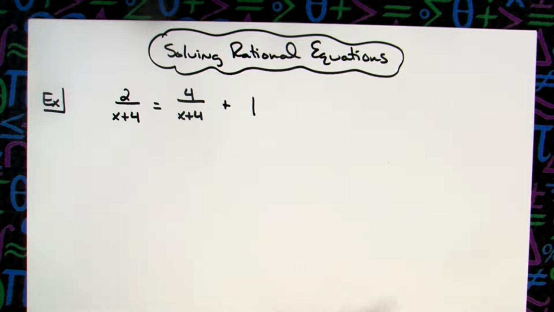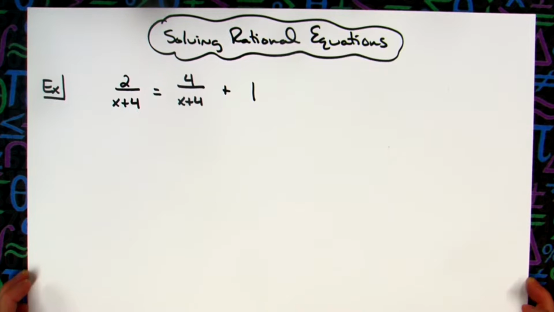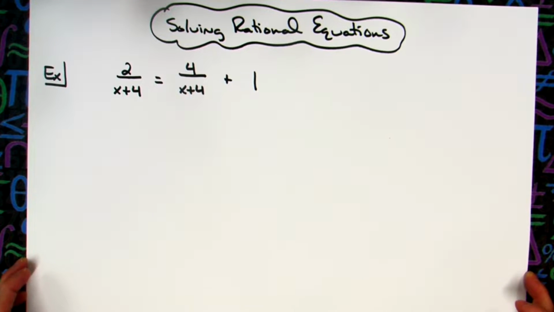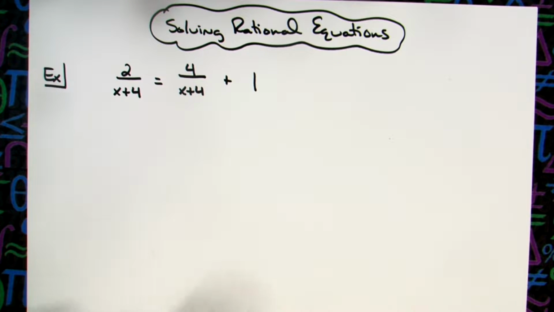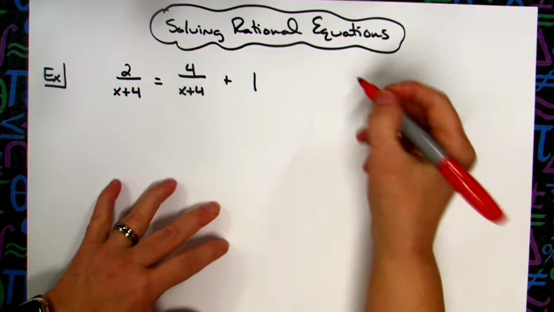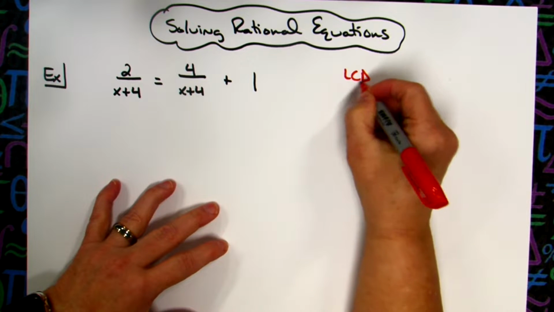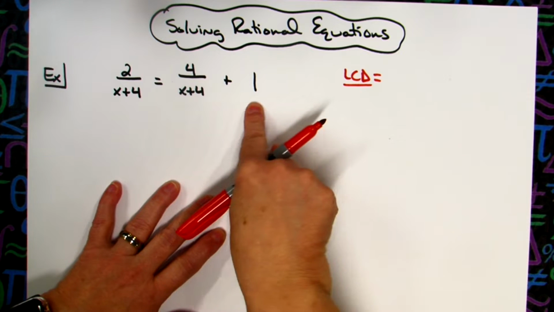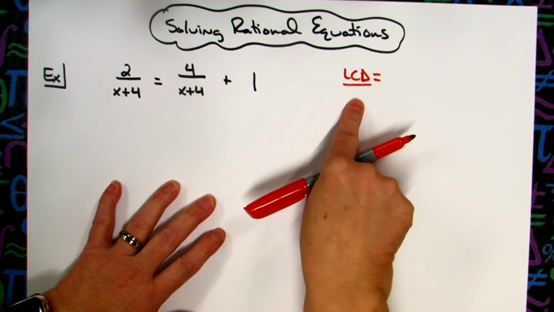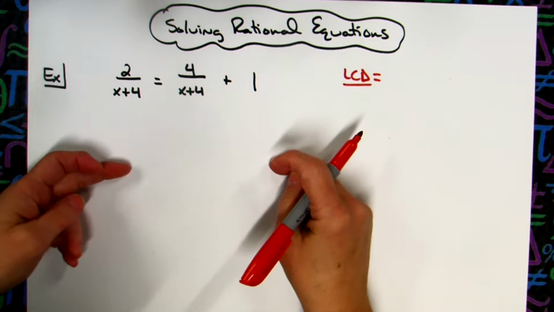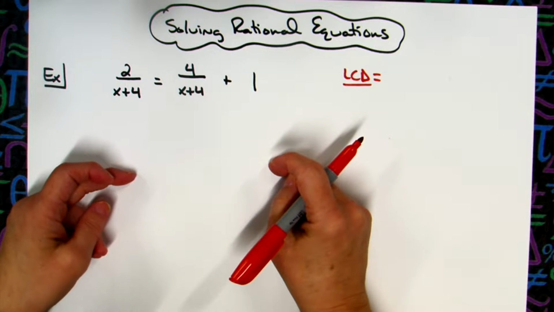In this video, we're going to be taking a look at solving rational equations. All right, the first thing we're going to do is figure out what our least common denominator is going to be. That way we can multiply through by that least common denominator and remove all of the fractions so that the equation is easier to solve.